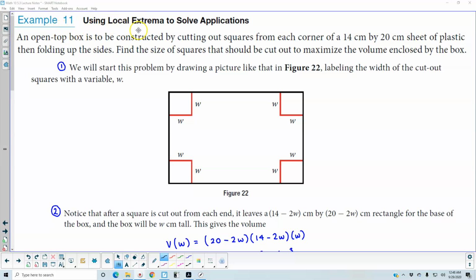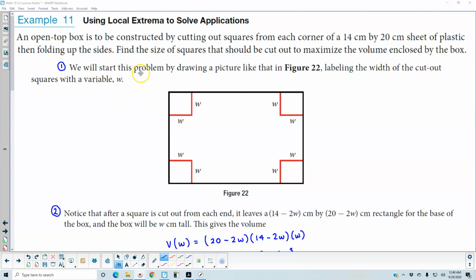Example 11, using local extrema to solve applications. An open top box is to be constructed by cutting out squares from each corner of a 14 centimeter by 20 centimeter sheet of plastic, then folding up the sides. Find the size of the squares that should be cut out to maximize the volume enclosed by the box.